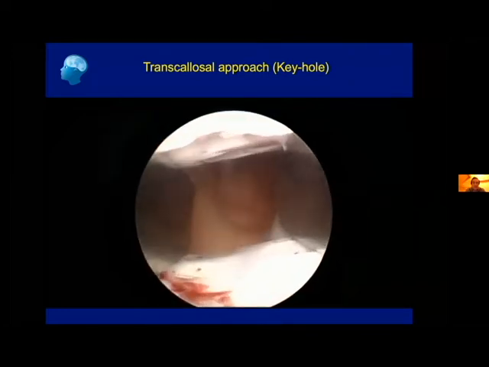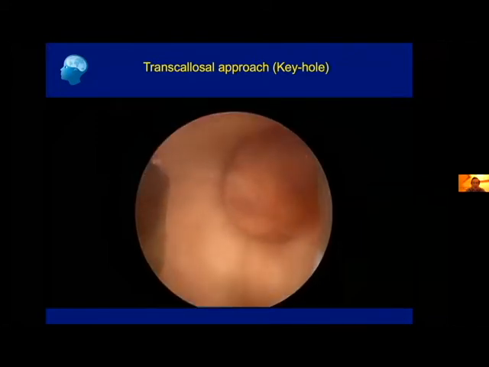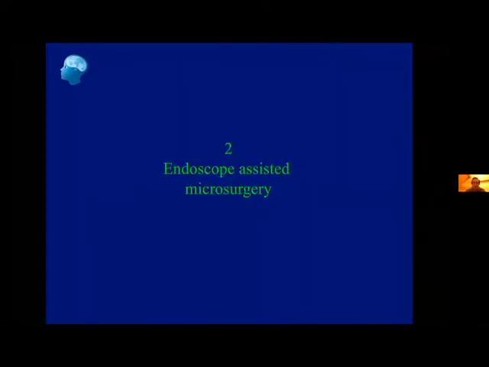If we have performed everything correctly, it will lie on the same axis, on the same line as it was planned beforehand. Now we see the tumor bulging from the third ventricle into the lateral one. So the second part is the endoscope-assisted microsurgery. This is the combination of two methods.